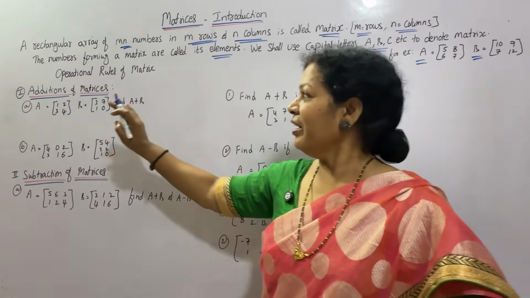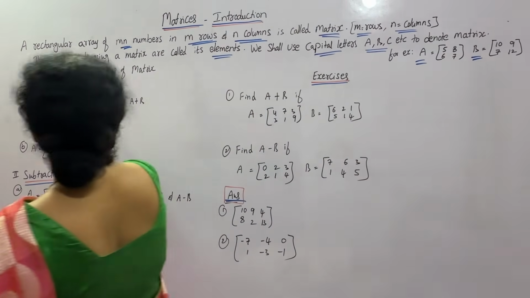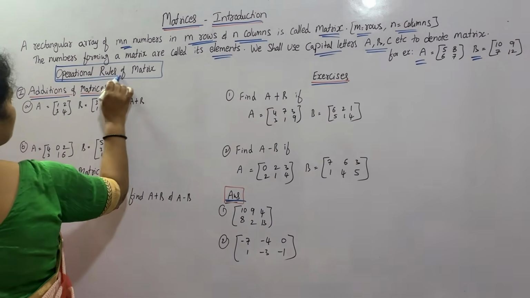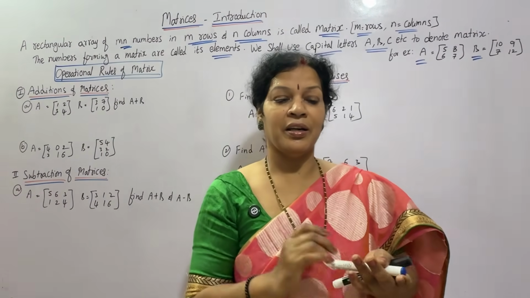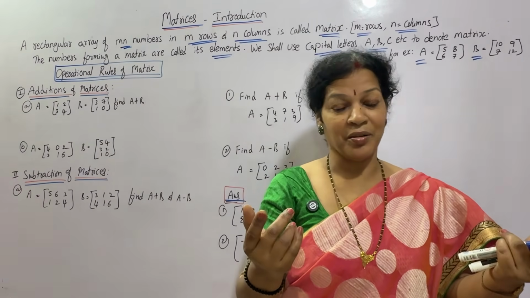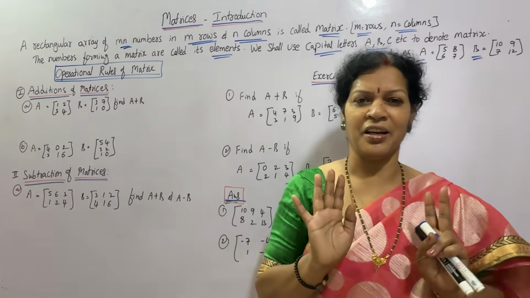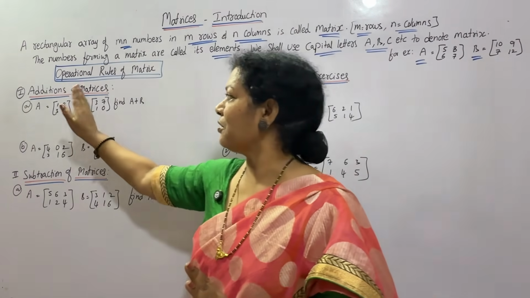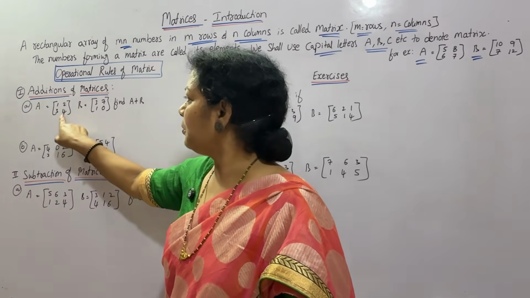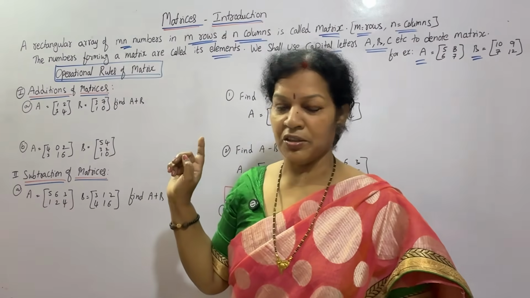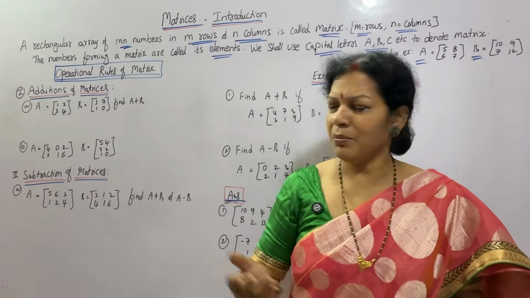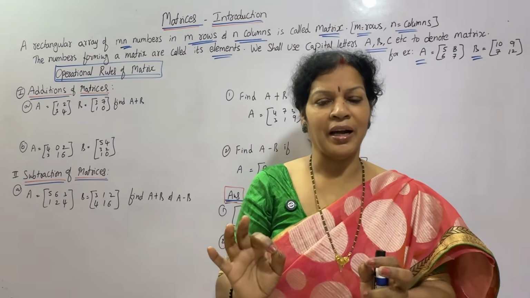Now we'll go for the operational rules of matrices, the main important thing. In operational rules, we'll learn additions, subtractions, multiplications, inverse, and lots of things. First, we'll focus only on additions and subtractions today. Addition of matrices. Here matrix A is 1, 2, 3, 4 and matrix B is 3, 7, 1, 0. Find A plus B. Just simple, both matrices we are going to add.